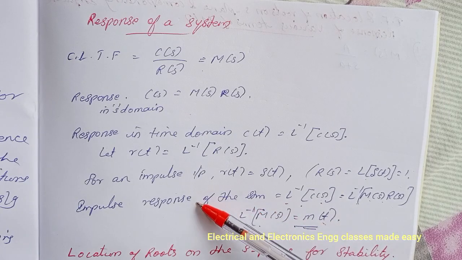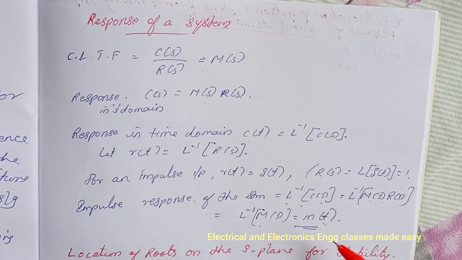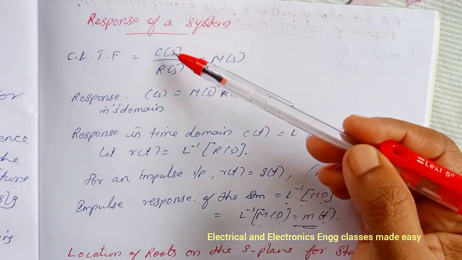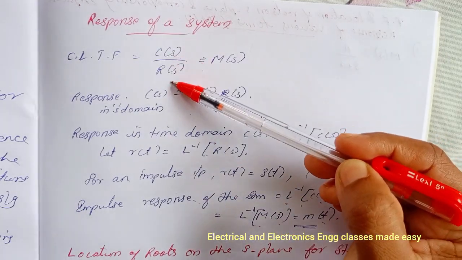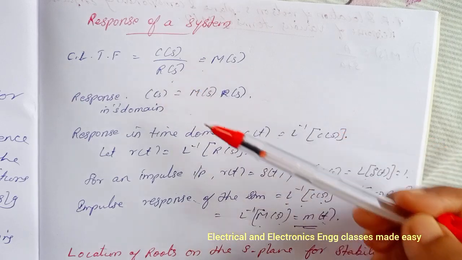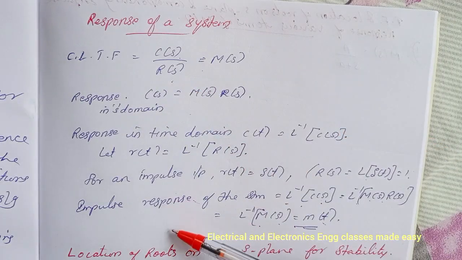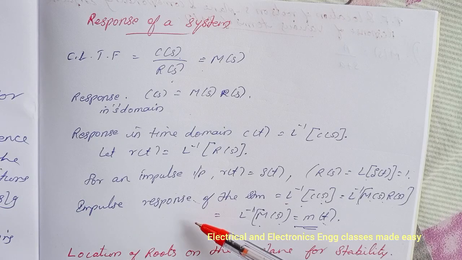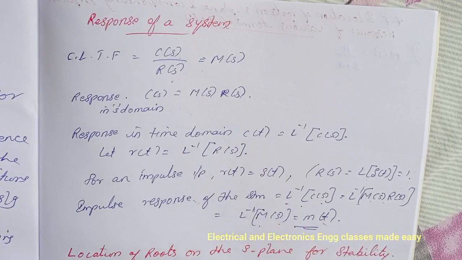Hence, the impulse response of a system is the inverse Laplace transform of the system transfer function, where M(s) is C(s) divided by R(s). And the advantage of impulse response is that the knowledge of impulse response can be used to determine the output of a system for any arbitrary input.